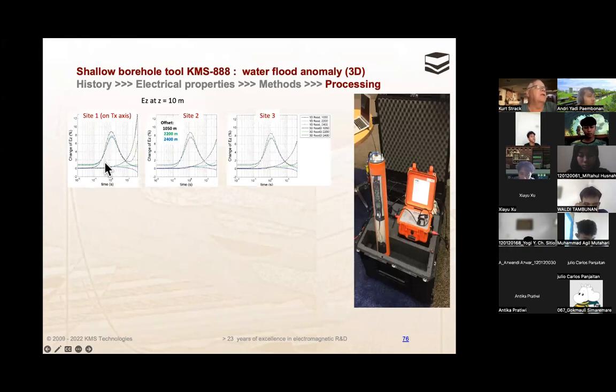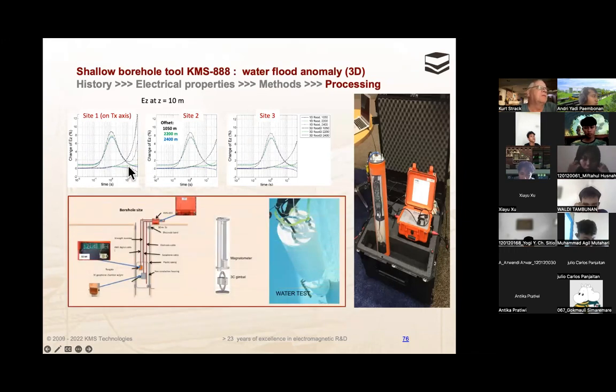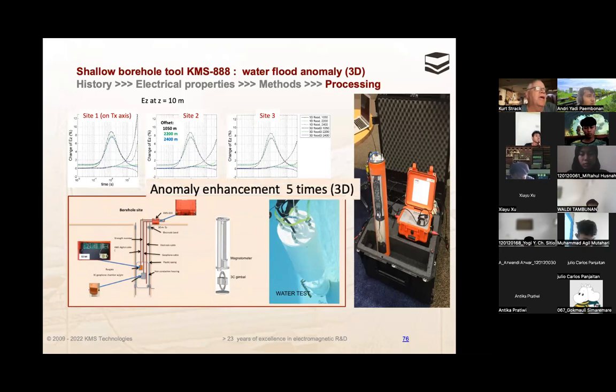Now we've calculated the response for 3 sites at 10 meters depth, and we can clearly see for different distances between transmitter and receiver differences in the curves, and essentially we can resolve better the variations by going to the borehole tool, which is essentially the same result as with the focus source EM.